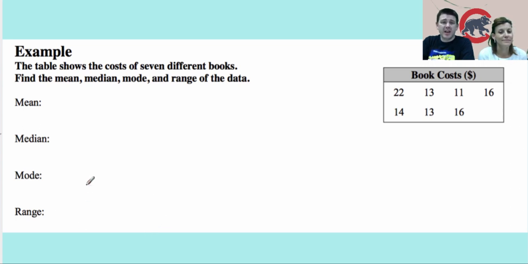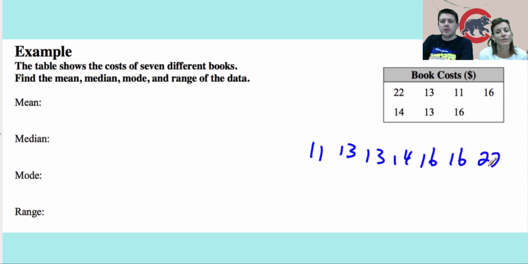So each of these is pretty straightforward. As you work through them, it's just kind of keeping them all straight. But the biggest step in any of these problems is before you can find the median, the mode, the range, you've got to take your data values and put them in order. So your first step should be to rewrite our data in order. So I have 11, 2 13s, 13, 13, 14, 2 16s, 16, 16, and 22.